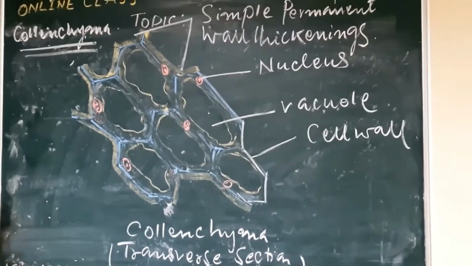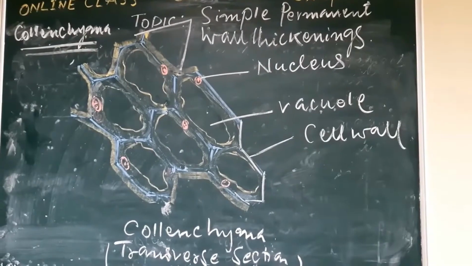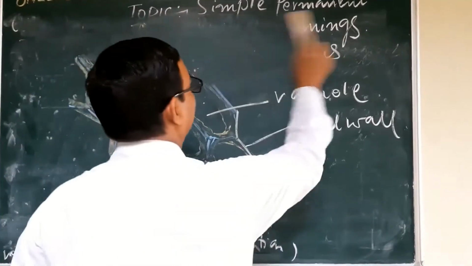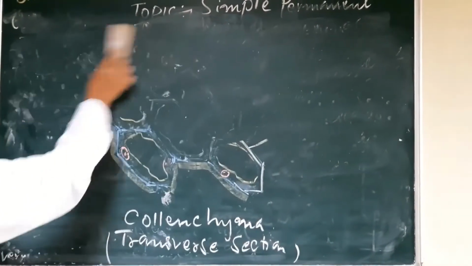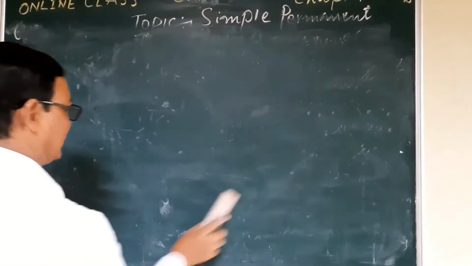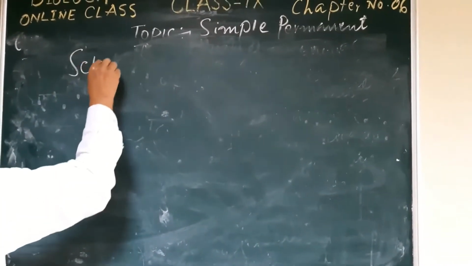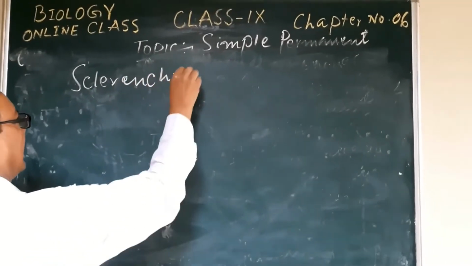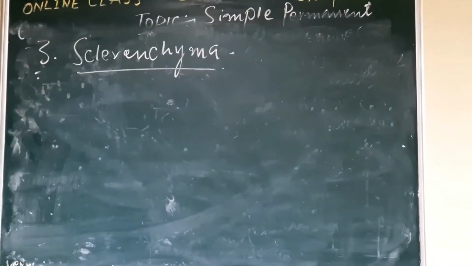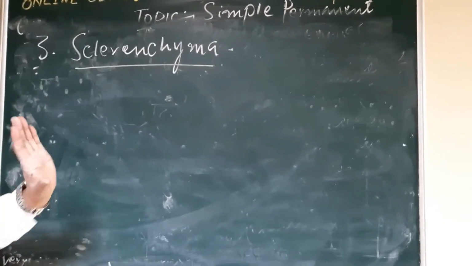Now after this, the third important type of simple permanent tissue is the Sclerenchyma tissue. Sclerenchyma is the only simple permanent tissue which is composed of dead cells. This is the third type of simple permanent tissue, and its cells are dead. A single type of cell, and all those cells are dead cells.